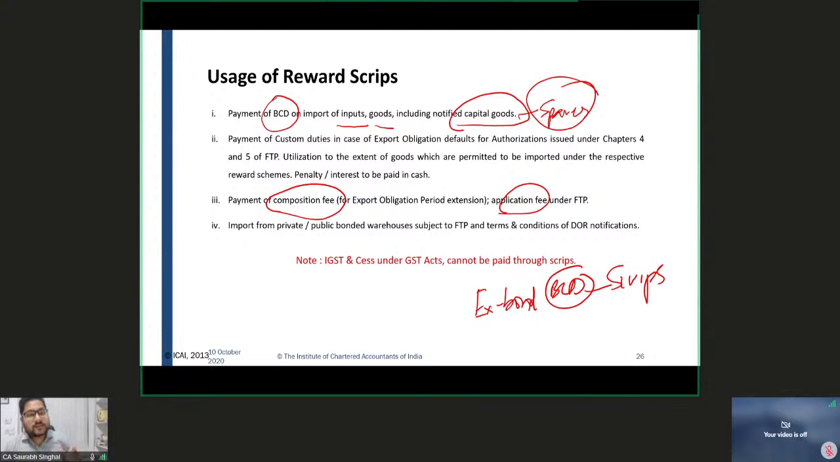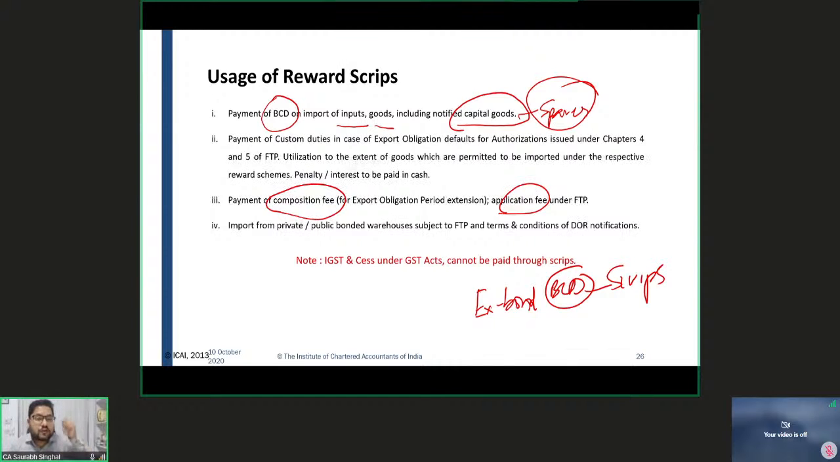So sum and substance, scripts can be freely transferable. Scripts can be used for payment of BCD, but only for BCD and social welfare surcharge. That is the cess on BCD. Scripts are not usable against payment of IGST or compensation cess. So whenever you import certain goods, there is levy of BCD, social welfare surcharge, IGST and cess. You can use the script only to the extent of BCD and social welfare surcharge. You can't use it for IGST and compensation cess.